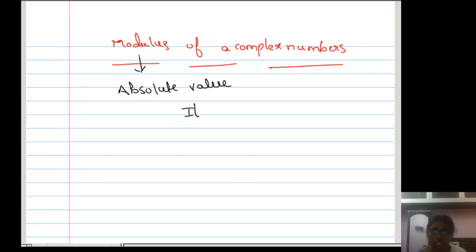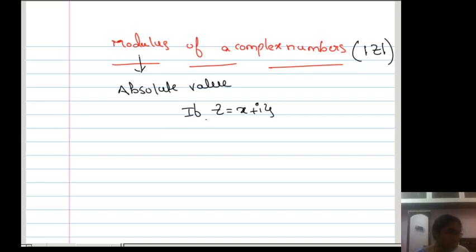If z is equal to x plus iy, then the modulus of a complex number z, or absolute value of a complex number z, is denoted by mod z. What is the notation of mod? Modulus is the notation. How are we giving the notation here? Mod z. Absolute value or modulus can be denoted like this.